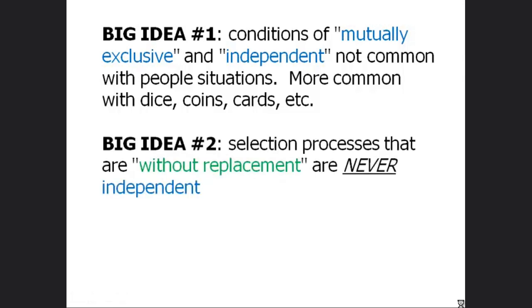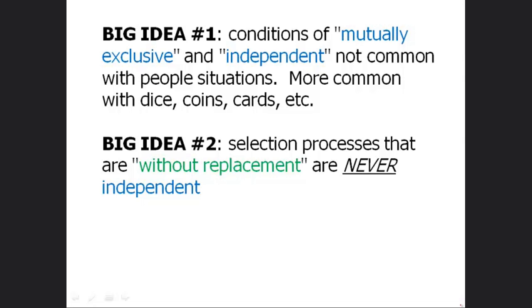Another big idea to keep in mind: whenever you see the words without replacement, processes that involve those words are automatically never independent. Well, what do I mean by that? Suppose we're choosing cards from a deck without replacement. When I pick the first card, I can figure out the probability that that card is a certain suit or something like that. But then when I go to pick the second card, now instead of 52 cards, there are only 51 cards, because one has been picked already and it hasn't been replaced. So picking a card out of a deck of 51 is going to be a different probability than picking a card out of a deck of 52.